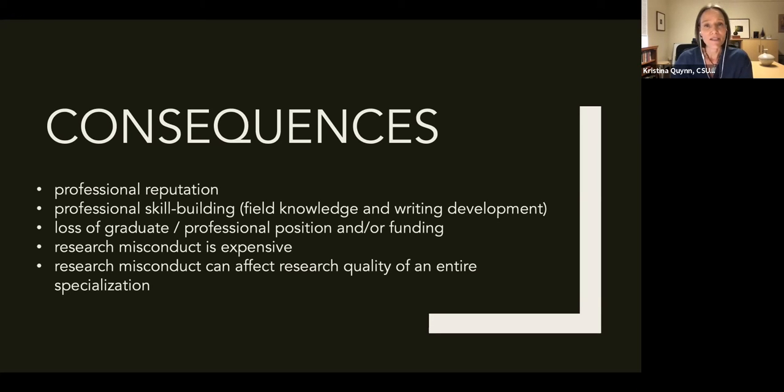Professional skill building, what it is that you know and how it is that you have built your skills in the field, is also then at risk, because you're not doing some of the deep work that you need to be doing. You could lose a graduate or professional position and/or funding. Research misconduct is expensive for the field. Retracted papers are costly. And then additional research takes place or builds off of papers that have been retracted, but people have not yet noticed or done their due diligence, which is expensive. Research misconduct can affect research quality of an entire specialization.